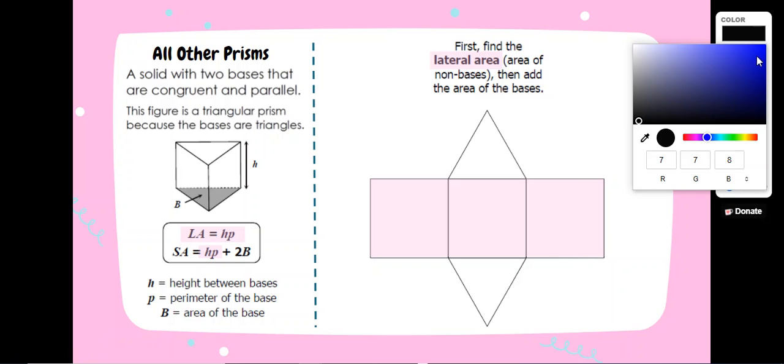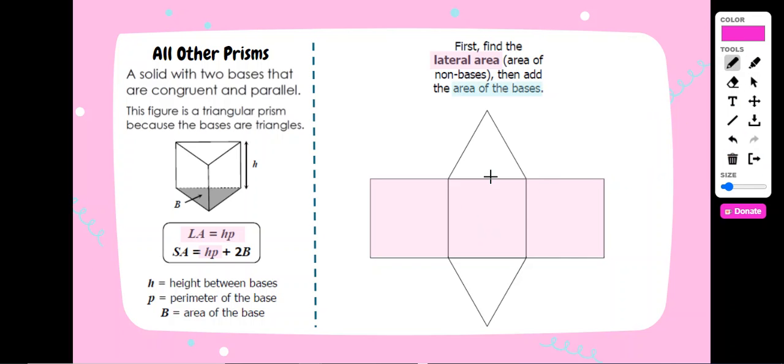The reason why it's height times perimeter should make sense to you because the height is the distance between the 2 bases, which would be from here to here, and then the perimeter of the base is all 3 of these sides. If I were to unfold these sides, you'll notice it matches up to the length of this entire rectangle. So if I multiply the perimeter of the triangle times the height, it gives me the total area of this pinkish rectangular portion that is our lateral area.